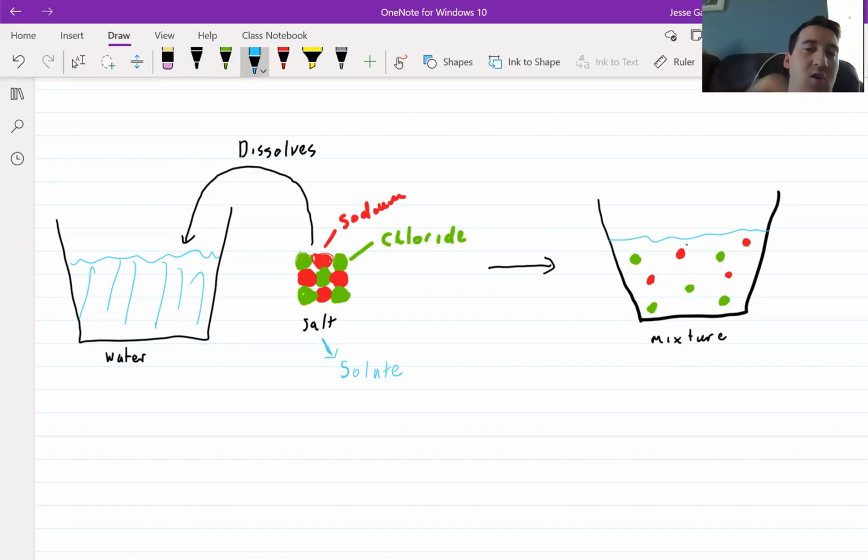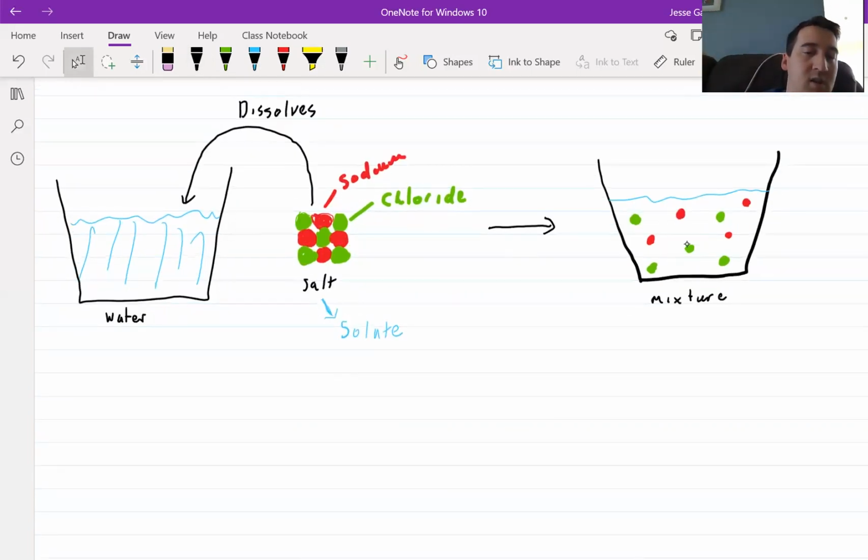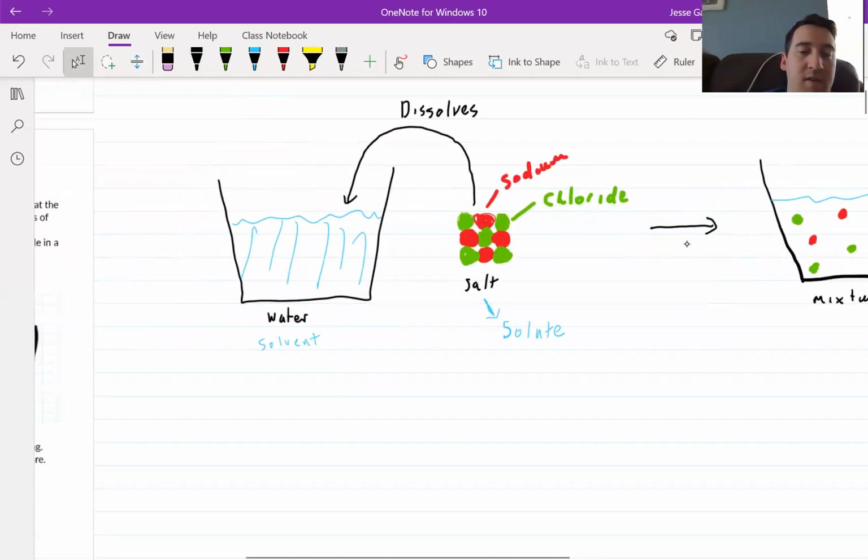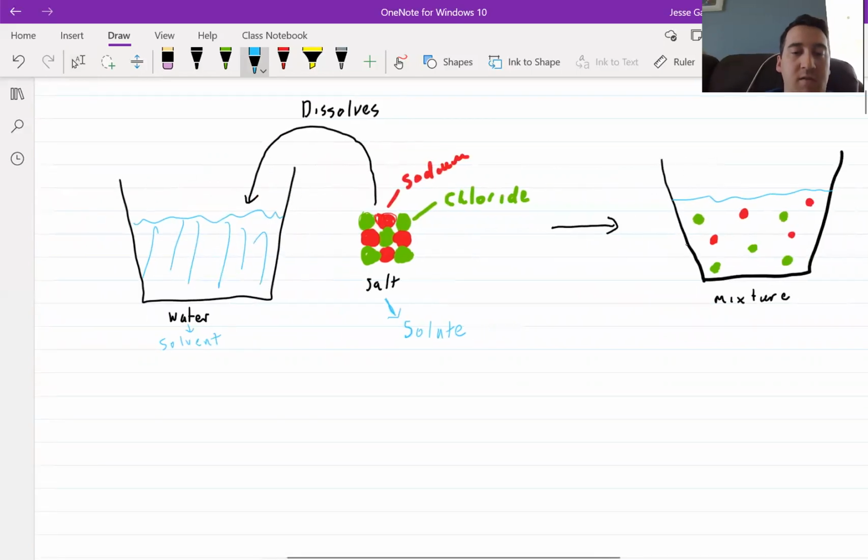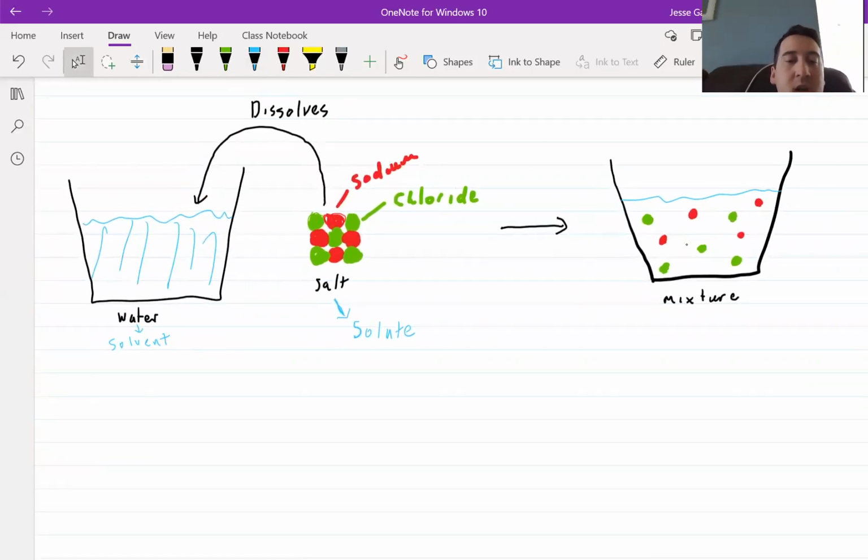This substance is known as the solvent. So the solvent is the substance that does the dissolving. Okay, so water is the solvent. And again, there are other types of solvents. For example, nail varnish remover. It dissolves nail varnish. So it's a solvent for nail varnish. Okay, so that's nail varnish remover.